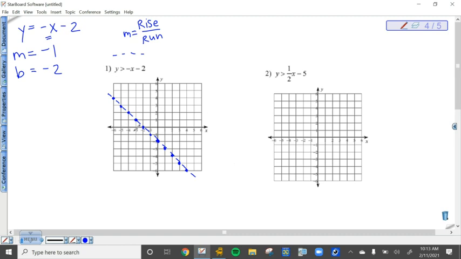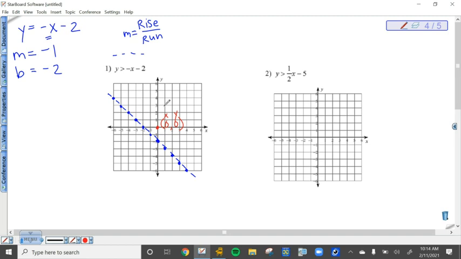I can't choose anything on the line, like I couldn't choose -2, 0. And I also wouldn't want to choose like, I don't know, 4.2 and 1.7, because I don't want to use decimals. I want to use easy numbers. I want this to be easy for me, right? Work smarter, not harder. So let's choose 0, 0, our origin. So 0 is my x, 0 is my y.